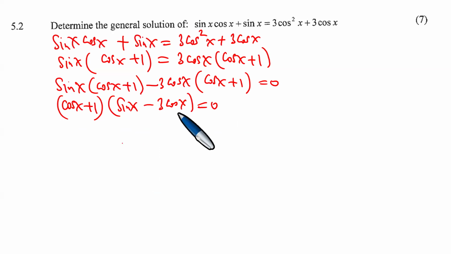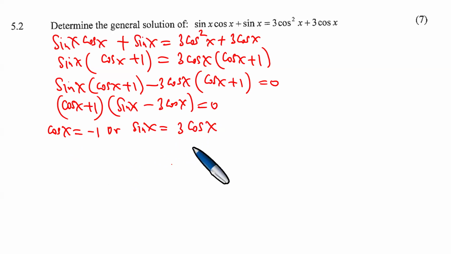Then what do we do next at this point? What are we able to achieve here? Okay, we get to this point and then we can solve everything. So, which means that cosine x is minus 1, and sine x is equal to 3 cosine x, right? And then what do we do here?